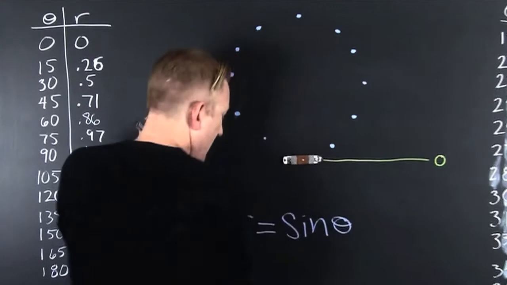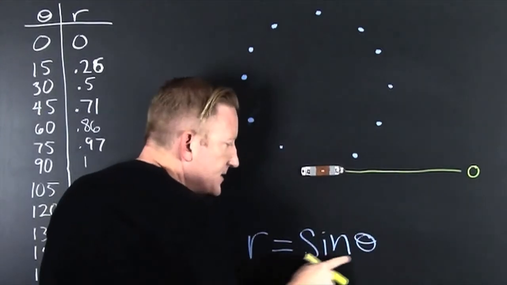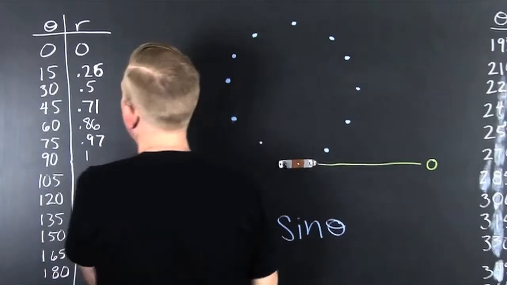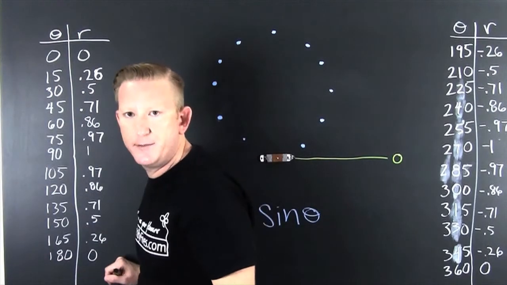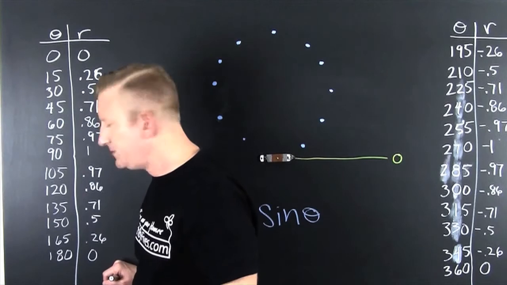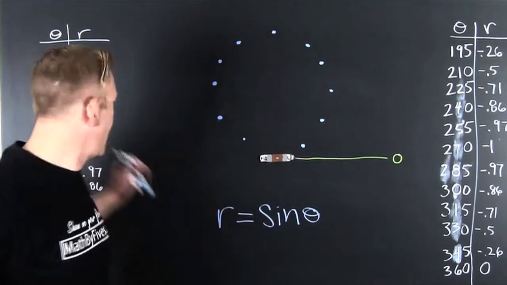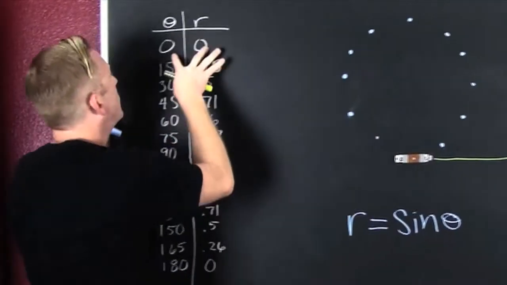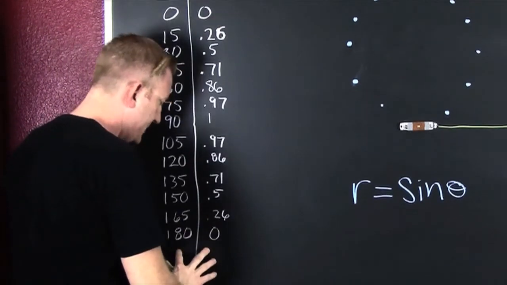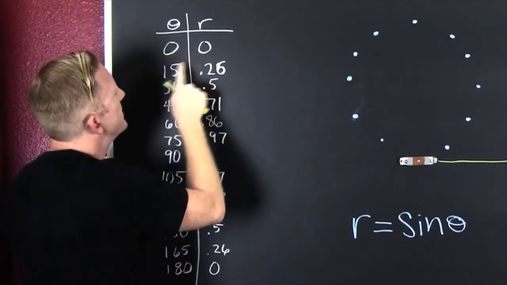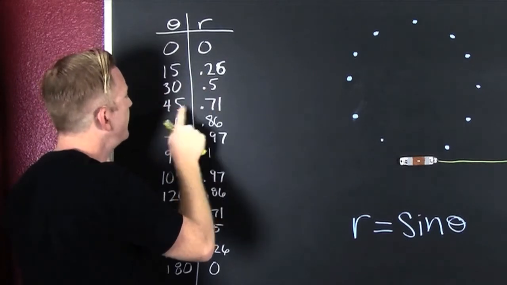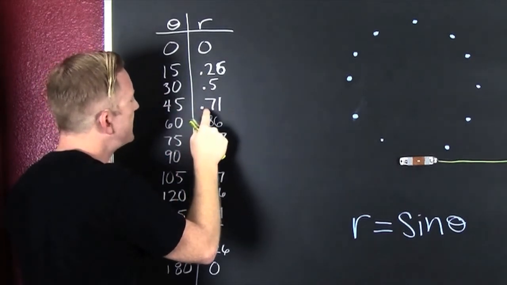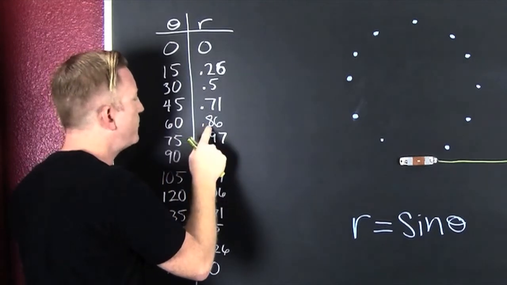We're talking about r = sin θ. So our theta is changing. Our theta is the independent variable. Lots of variables in this house of cards. We go, and I pre-calculated these guys. The sine of 0 is 0, the sine of 15 is 0.26, the sine of 30 is 0.5, the sine of 45 is 0.71, the sine of 60 is 0.87.